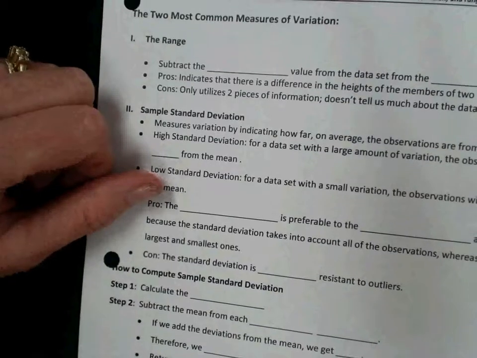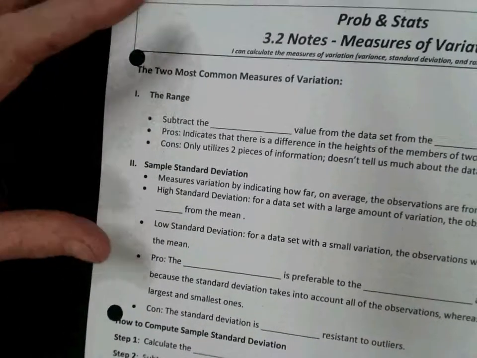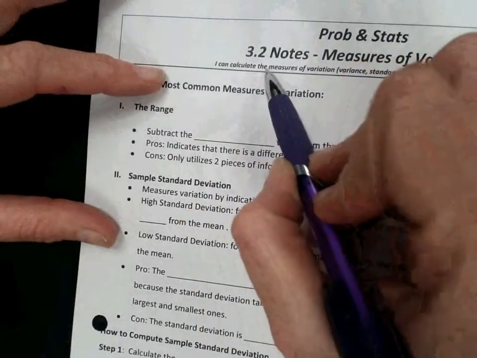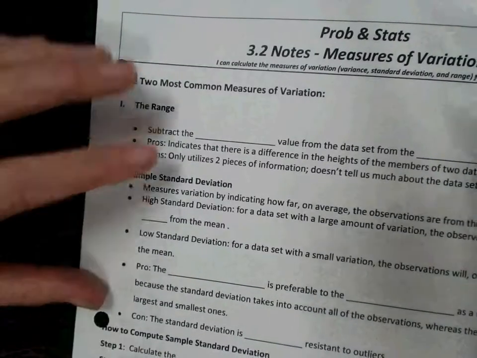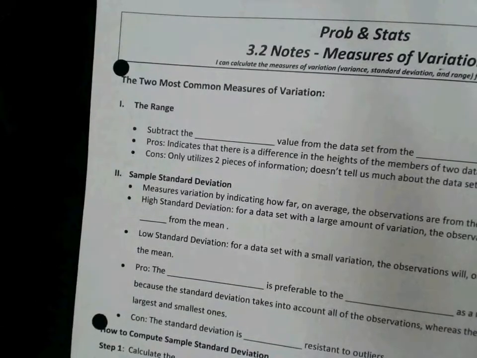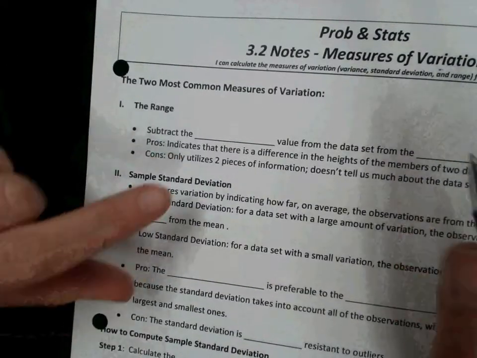So today's notes are from section 3.2 in your book. These are our first notes in Unit 3, other than the ones you took yesterday, which were also 3.2. The title is Measures of Variation, and the goal today is to be able to calculate the measures of variation.